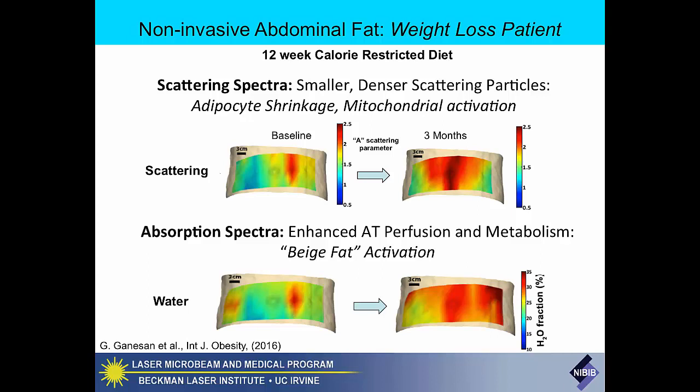What is the physiology that's consistent with that? So what we speculate is that there's adipocyte shrinkage. So the adipocytes actually shrink. They get closer together. There's activation of mitochondria because there's metabolism going on in the fat now, and we're picking that up. So the discontinuities between refractive indices are getting closer and closer together, causing that higher scattering and the steeper slope, and the mitochondria are becoming activated.